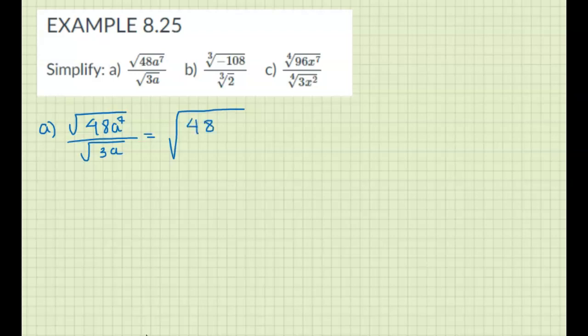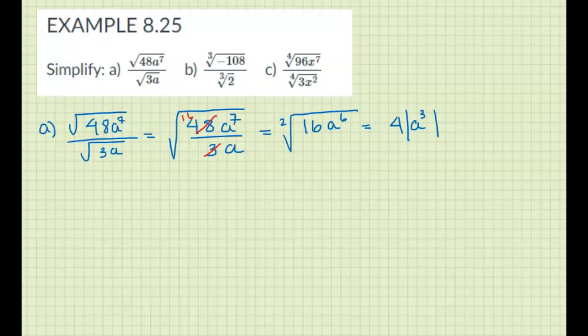So we have one big square root of 48a^7 over 3a. Then we're going to simplify the fraction. 48 divided by 3 is 16, so we have the square root of 16. And then a^7 over a is a^6. The square root of 16 is 4, and a^6 under a square root becomes a^3. That's our answer.